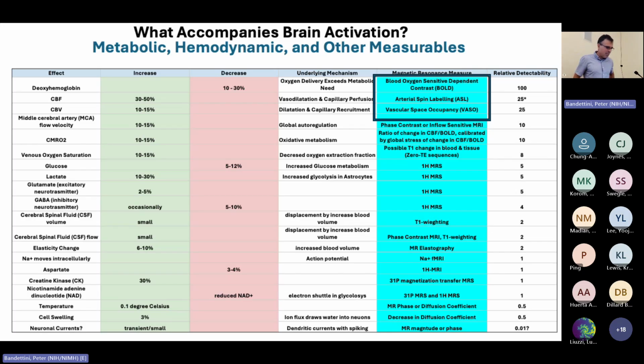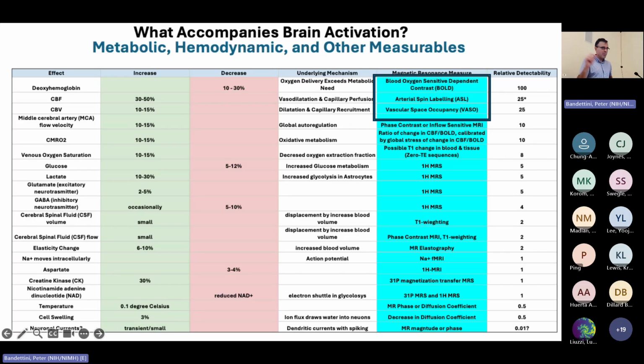To begin with, it's ranked according to how sensitive you are to the physiologic measure using MRI, at least. So I'll get into deoxyhemoglobin. The reason why BOLD contrast is so successful in humans is that it's incredibly sensitive, or at least the signal is extremely robust. Relative to all the others, if you're ranking them from 100 down to 1, this is 100. This is the most sensitive.